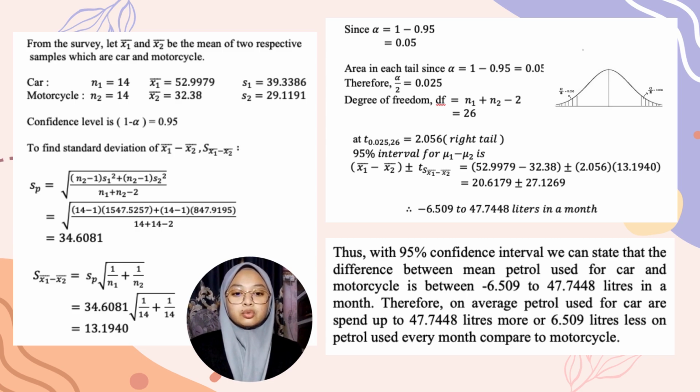20.6179 plus minus 27.1269. Hence, with 95% confidence interval, we can state that the difference between mean petrol use for car and motorcycle is between negative 6.509 to 47.7448 liters in a month. Therefore, on average petrol use for car are spent up to 47.7448 liters more, or 6.509 liters less on petrol use every month compared to motorcycle.